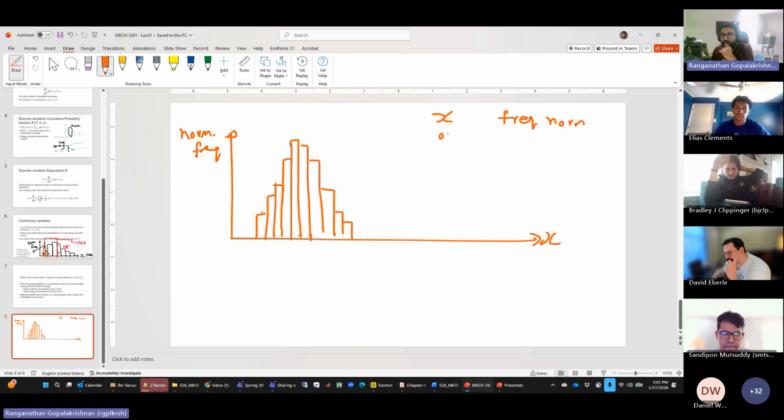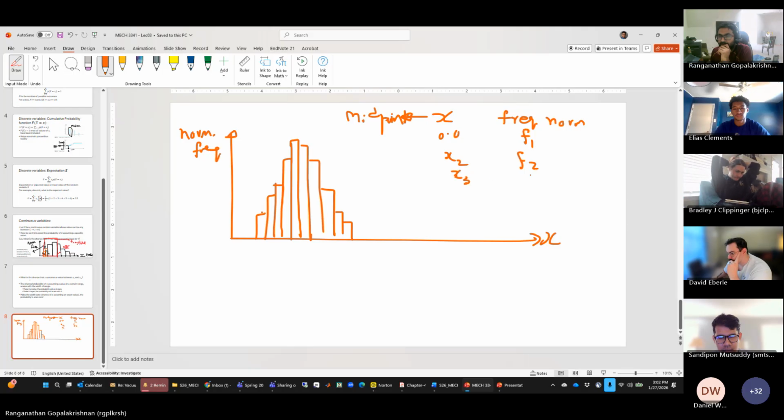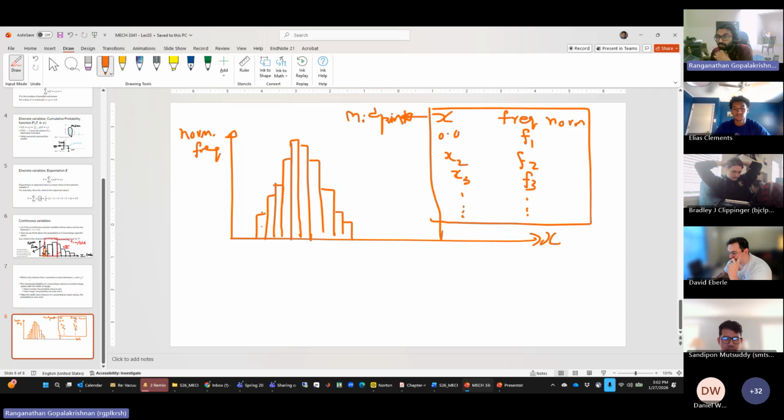So it will be like 0.0. When I say x, I'm talking about midpoints. So for each value of x, there is going to be a frequency value. I'll call it x1, f1, x2, f2, x3, f3, and so on and so forth. You have provided me this data. You didn't tell me what your bin widths were, how you got the original data, how you did the binning. You didn't give me any details.